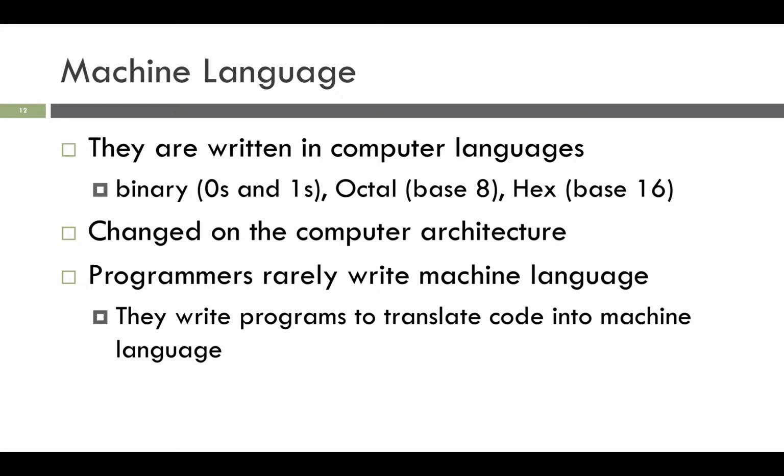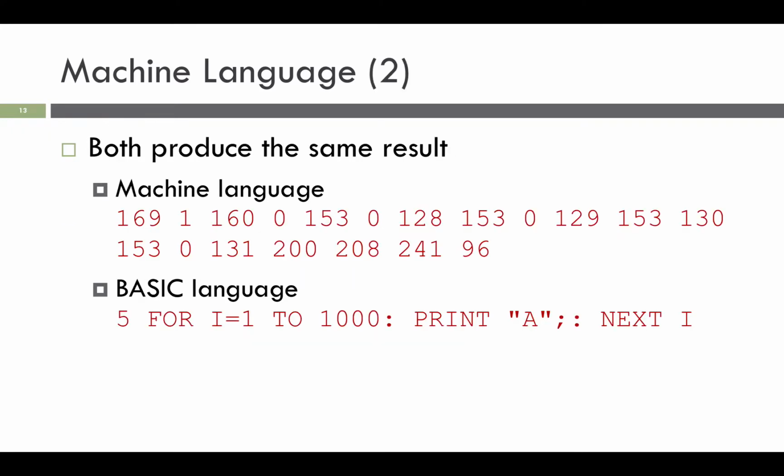Hardware operates in machine languages, which could be a number system based on binary, octal, or hexadecimal. Computer architecture will use different numerical notations. Writing code in a number system is very difficult and time-consuming. Instead, programmers write programs that translate human-readable code into machine language. Here's an example of machine language. You can see the code in the basic language that accomplishes the same result. You can read one without having to know the codes.